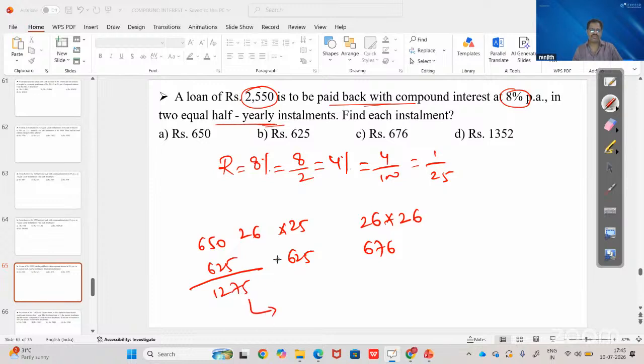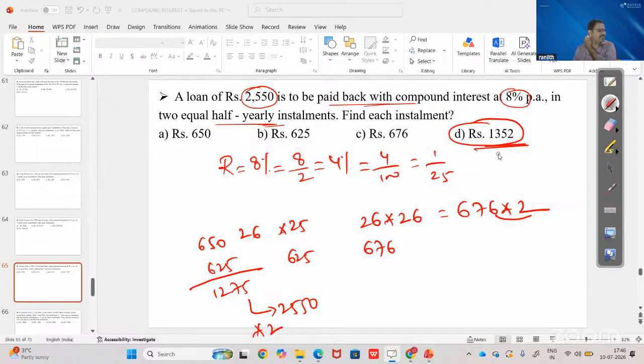1275. It is equal to 2550, which will be 2 times, and each installment is 676 multiplied by 2. 6 twos are 12, so the answer is a 4 digit answer, only one option. So the answer equal to 1352. Answer is 1352.